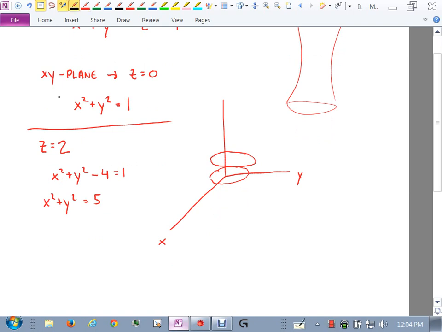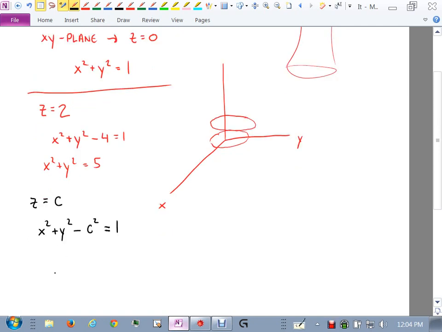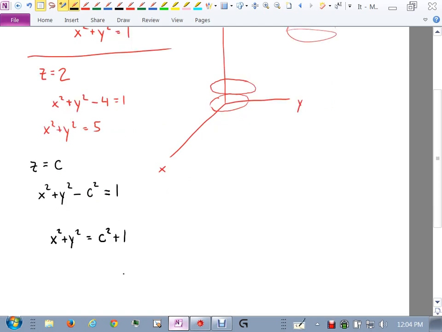So what we eventually do is say, why don't I let z be just some constant that I don't know? If I do that and I rewrite the equation, I get this, don't I? If I move the constant to the other side, I get x² + y² = c² + 1. When c was 0, what was our radius?